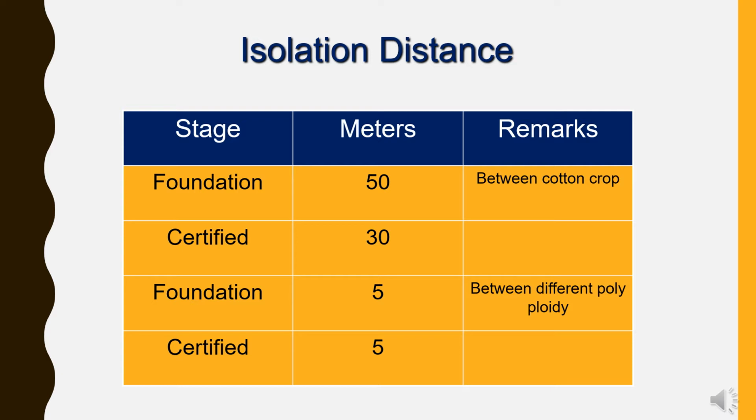The isolation distance varies from class to class of seed. In foundation seed production, it should be 50 meters between cotton crops. And in case of certified seed or hybrid seed production, it should be 30 meters. When the neighboring crop is a cotton crop with a different ploidy, then we can maintain an isolation distance of 5 meters in both foundation seed and certified seed, because there are no chances of contamination, and we maintain this only for avoiding any admixture or adulteration during field operations.